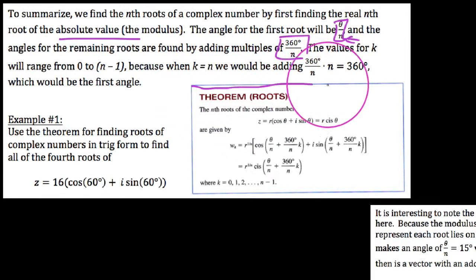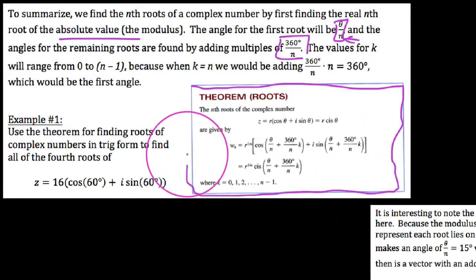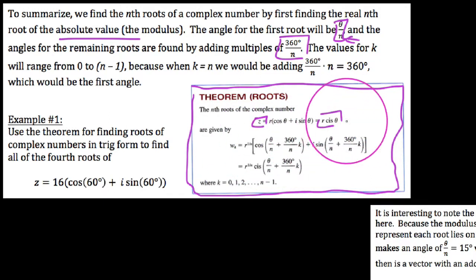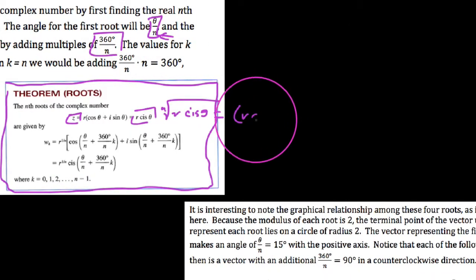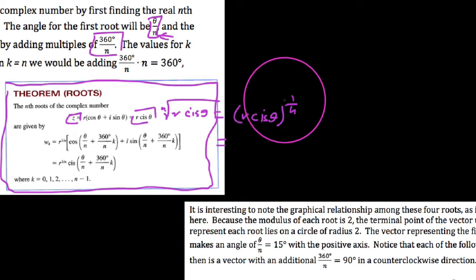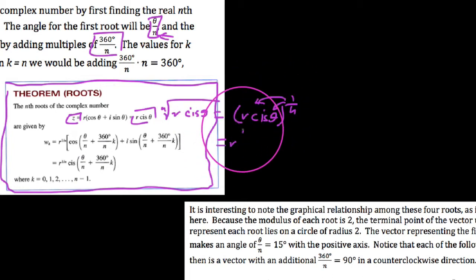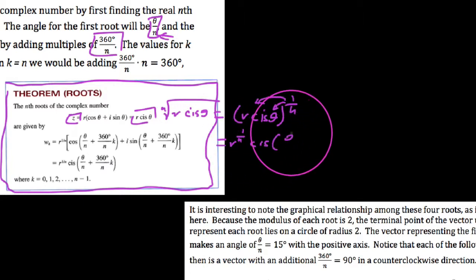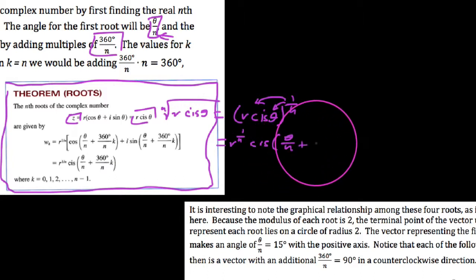So the theorem for the root of any number, so long as it's written in trig form, is this. We say z is some r cis theta. If I wanted to take the nth root of this, the first thing we do is say that this is the same thing as r cis theta to the 1 over n. And then we use DeMoivre's theorem here and say that this would be r to the 1 over n, or the nth root of r, and then we get cis, and theta times 1 over n is theta over n. It's just that we have to add 360 degrees k over n as well.